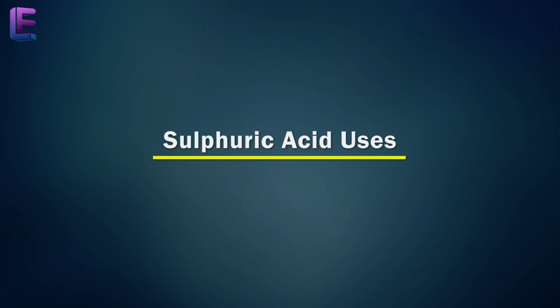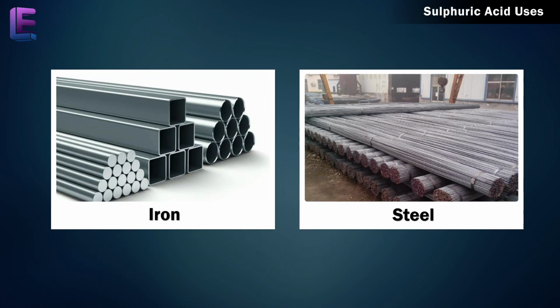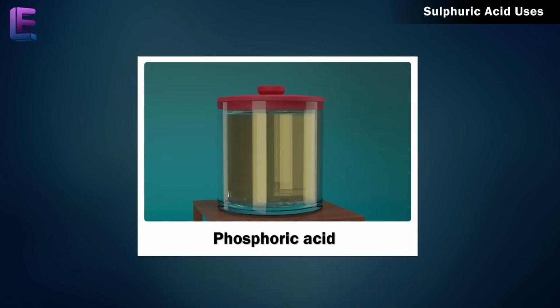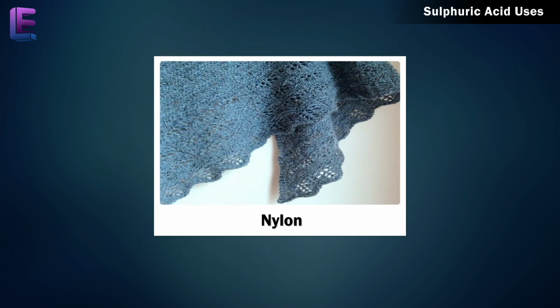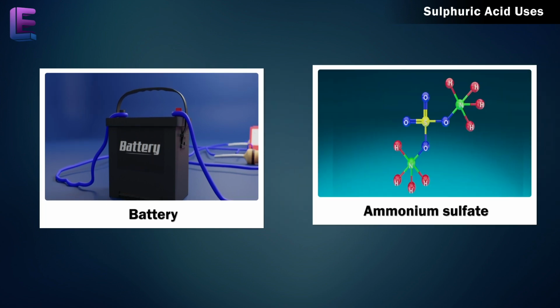Uses of sulfuric acid. It is used in fertilizers and in the production of iron and steel. It is used in chemical industries. It is also used in petroleum purification and the production of phosphoric acid. In the production of nylon, it acts as a catalyst for the conversion of cyclohexanone oxime to caprolactam. It is an electrolyte in batteries and is used in the production of ammonium sulfate.